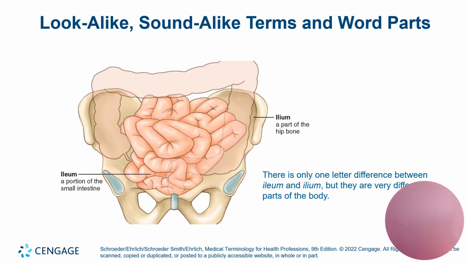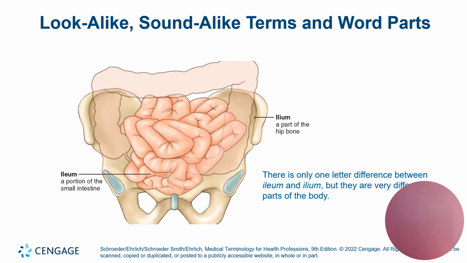Then we have ectomy, which means a surgical removal, and ostomy, which means the surgical creation of an artificial opening to the body. And then otomy, which means cutting or a surgical incision. But then we have the really confusing ileum. When we spell it with an E, it is the last and longest portion of the small intestine. But if we spell it with an I, it's part of the hip bone, but they're pronounced the same way.